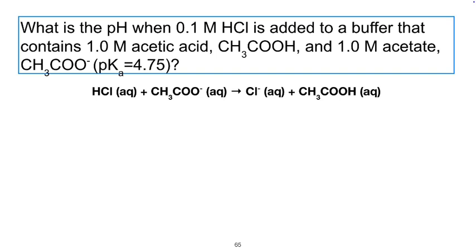So right away, what do you think should happen to the pH? Go down. Why should it go down? You're adding more acid, so it should go down. The question becomes, how much does it go down? And we would have to quantify that.